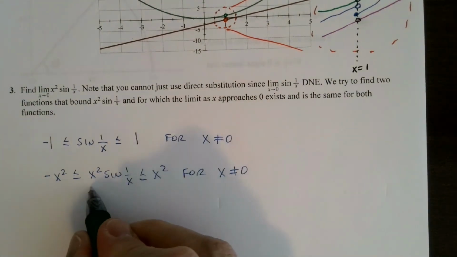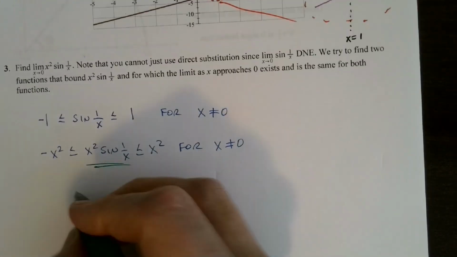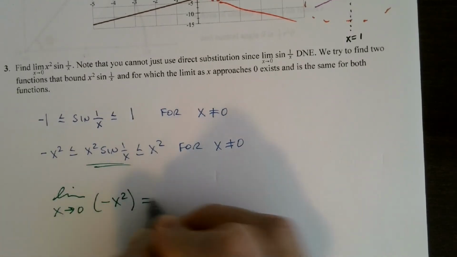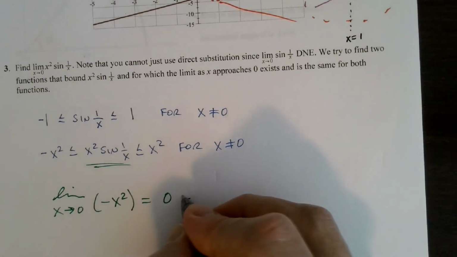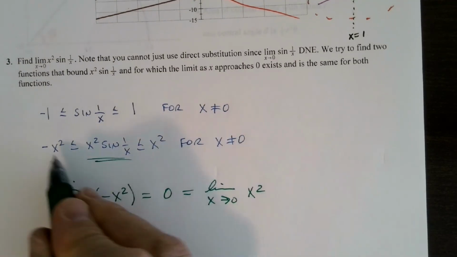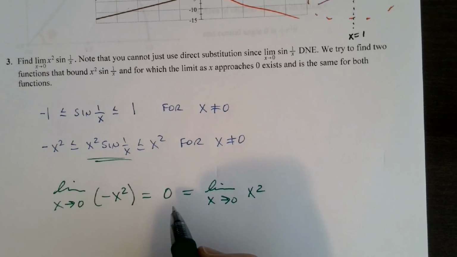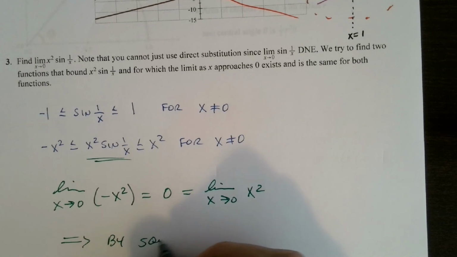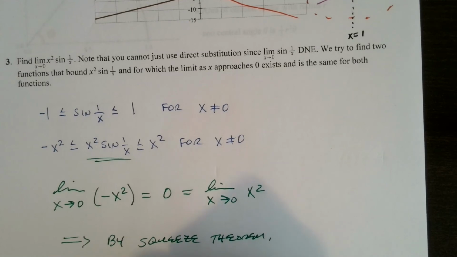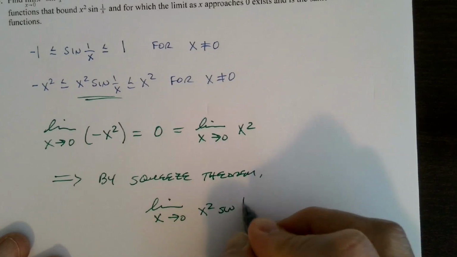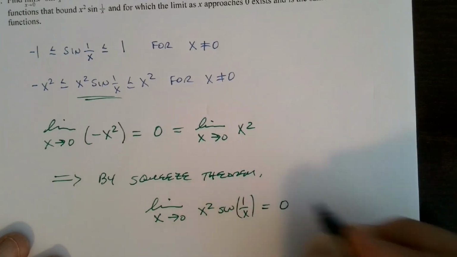I have my function right here in the middle, squeezed between 2 functions, and it's quite easy to see if I take the limit as x approaches 0 of -x squared, plugging in, I get -0 squared is 0, which is the same as the limit as x approaches 0 of x squared. Both my functions above and below go to the same limit 0, and so by the squeeze theorem, the limit as x approaches 0 of x squared sine of 1 over x is equal to 0 as well.